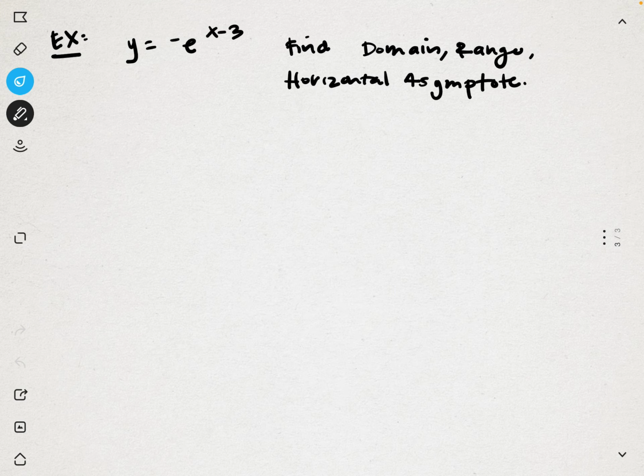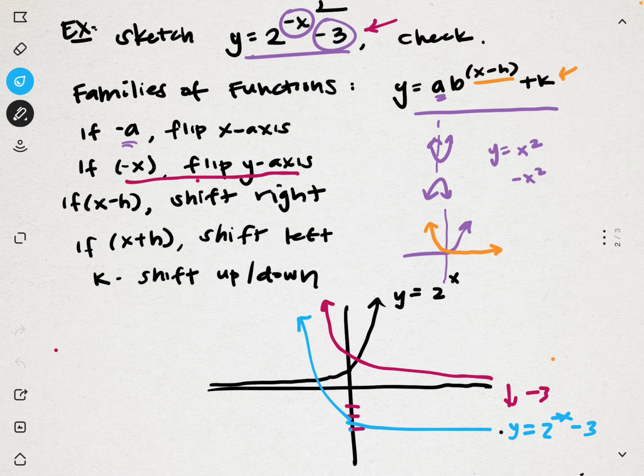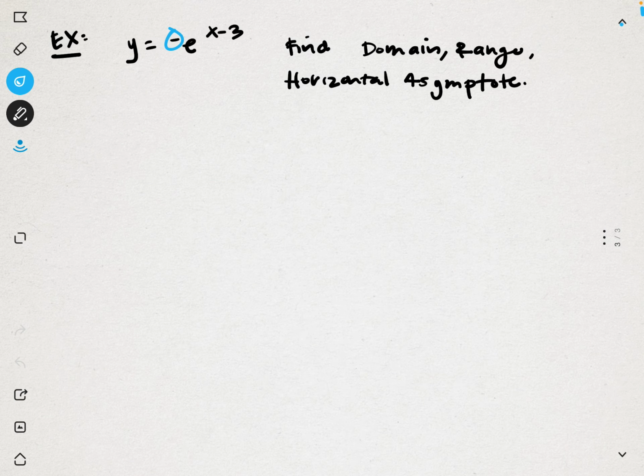All right, so let's look at the next one. The next one says y equals negative e to the x minus 3, and we're trying to find domain, range, horizontal asymptote. So without graphing it using Desmos, let's get a picture of what's going on here. We're going to use that idea of family of functions. The first thing is we have a negative in front. So if we go back and see what happens if we have a negative in front, that means we're going to flip over the x-axis.